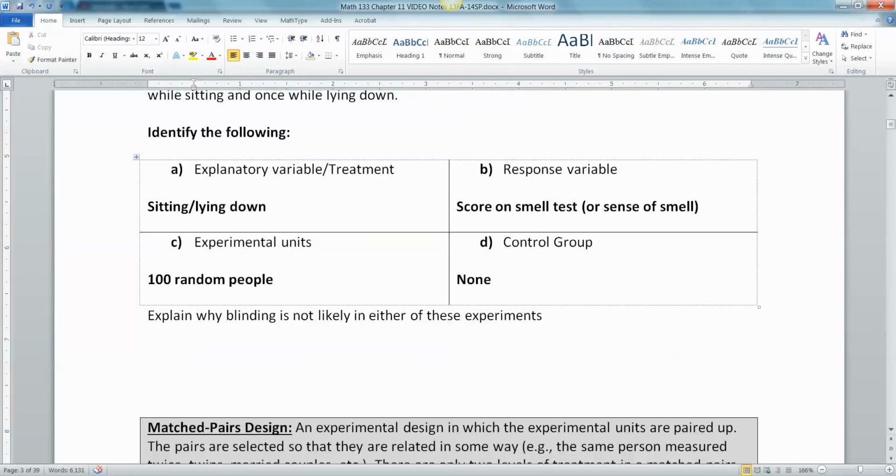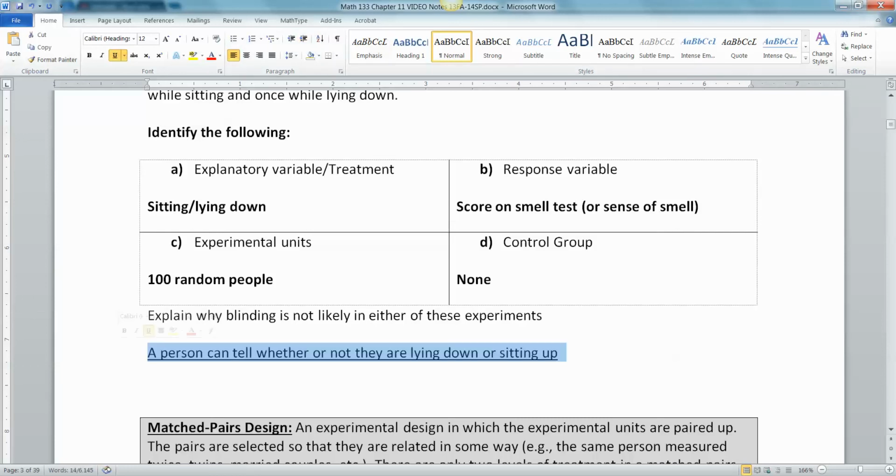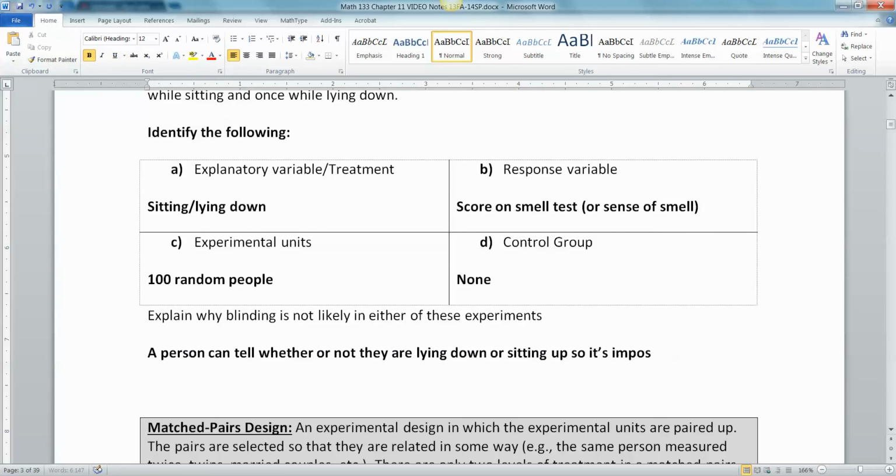So why is it not likely that you're going to have blinding in that experiment? Because you can't always get blinding. You want it if you can get it. But this one's not going to have it because a person can tell whether or not they are lying down or sitting up, right? Like, how would you do that? I want you to not know whether you're lying down or sitting up. It's like, well, of course I'm going to know. So they can't be blind. So it's impossible to be blind to the treatment.